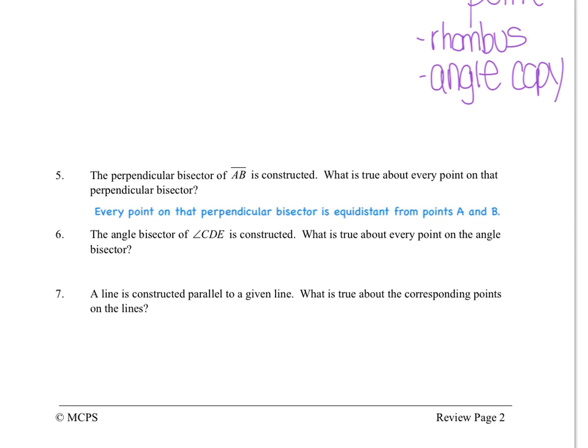Question 6 says the angle bisector of angle CDE is constructed. What is true about every point on the angle bisector? Well, similarly to the perpendicular bisector, we know that every point on the angle bisector is equidistant, meaning that same length, that same distance, from the sides of the angle CDE. And remember that this is referring to the shortest distance, which is always the perpendicular to that side length.